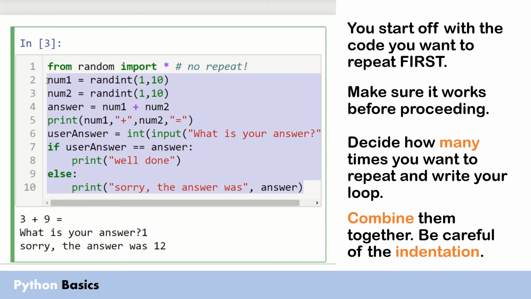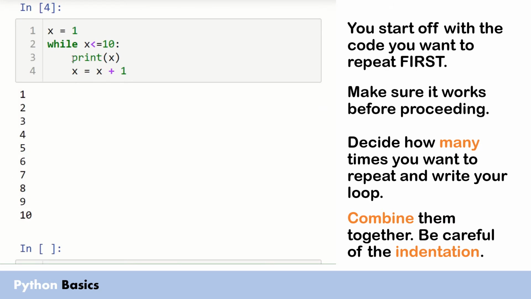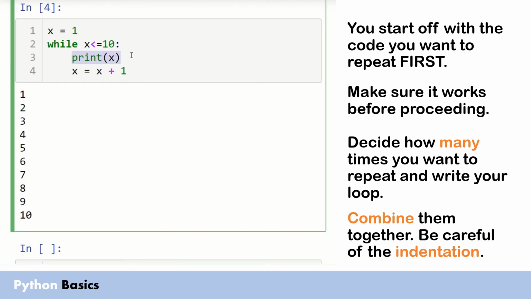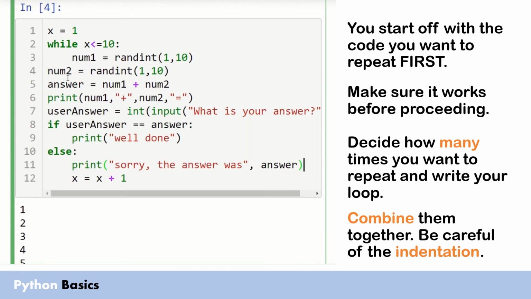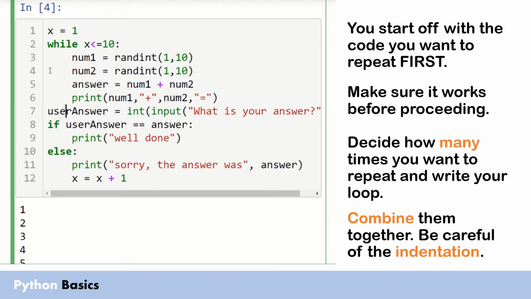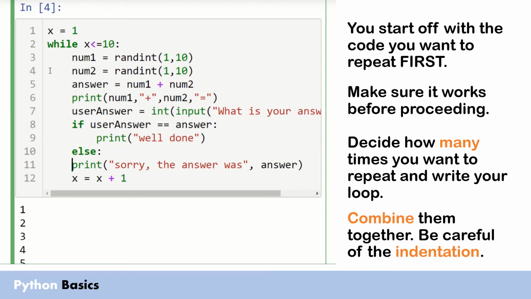So all I'm going to do is copy it, go down to my while loop, delete this print x, and replace it with all that code. Because I've copied and pasted it, the indentation's a bit mucked up, so I'm just going to tab all this in so the indentation is correct, and that's actually really important, otherwise this will not work properly. And there we go.